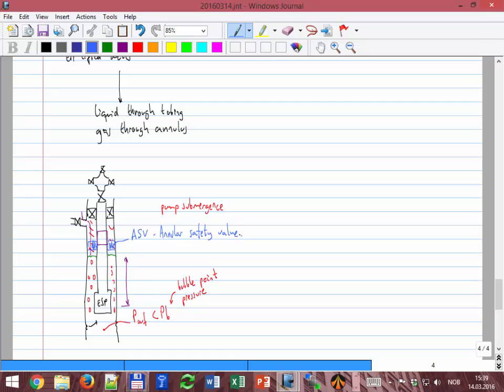Okay, and people really don't like it very much because it's extra equipment that you have to maintain, and if it fails you have to retrieve it, you have to take out the tubing to put it. So really people don't like to use these annular safety devices.